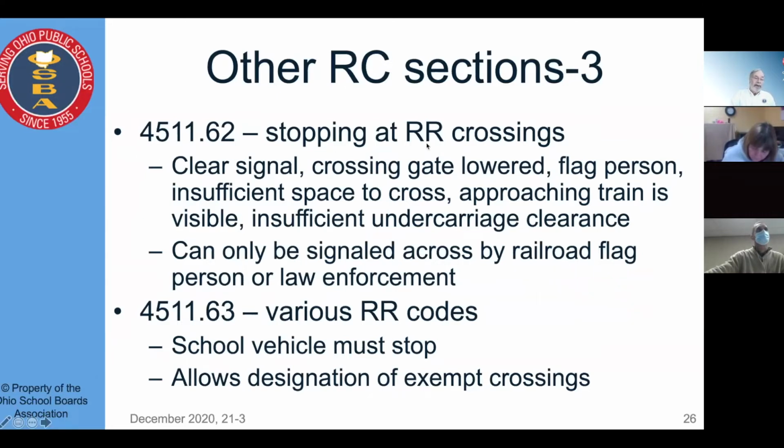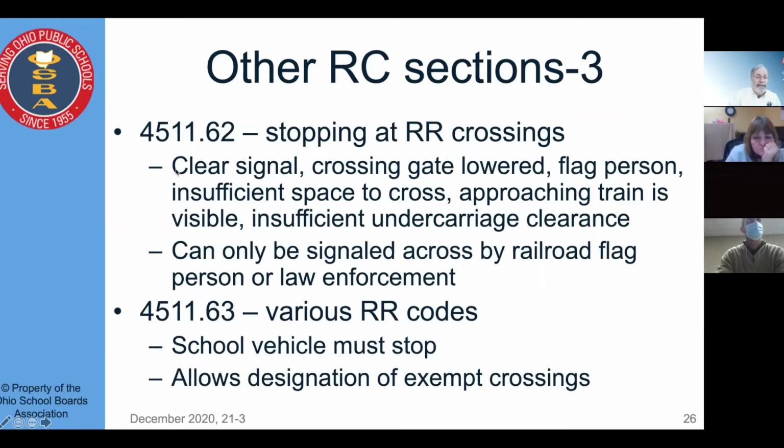A couple of other sections in code to be aware of. 4511.62 talks about railroad crossings. And if you read these two sections in concert with each other, the school bus has to stop. 4511.63 allows designation of exempt crossings, and I think we're up to 40 or 50 of those in the state of Ohio. There's a list of them on our website.